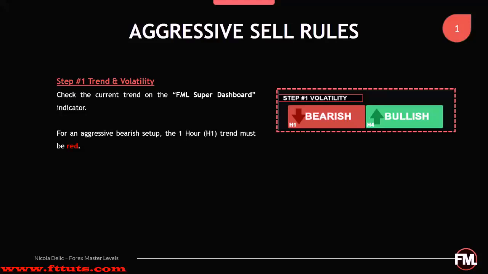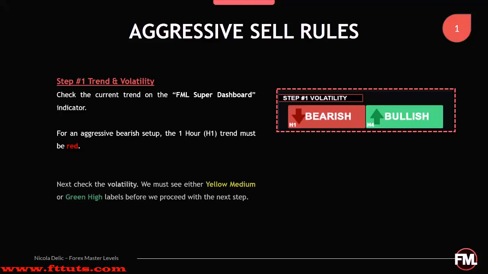For an aggressive bearish setup, the 1-hour trend must be red. So we are basing the idea on that short-term momentum. So we are only looking for the H1 trend. Of course, if they are both showing the red, that's fine. But the only thing that we need is that the 1-hour trend is red.